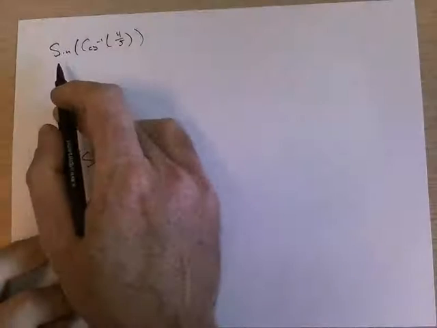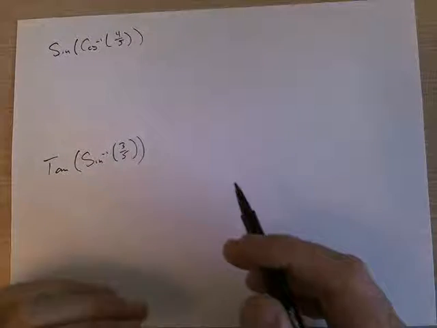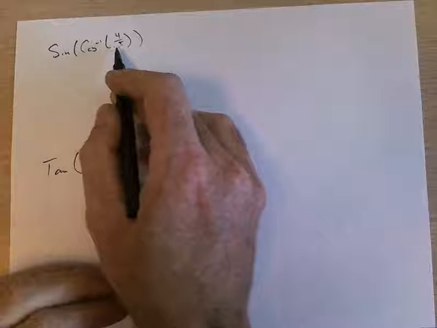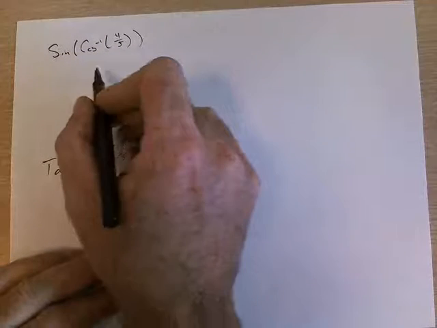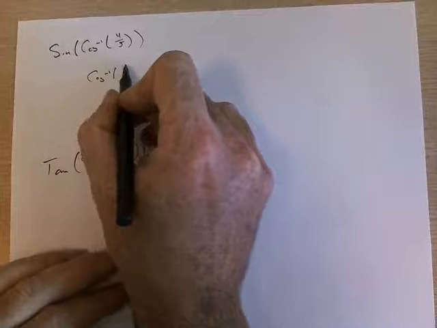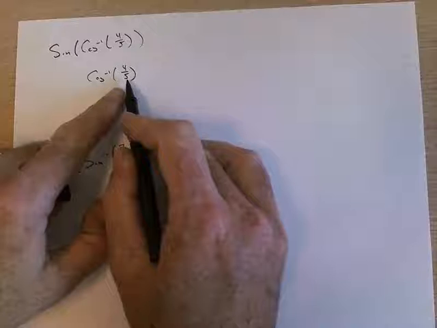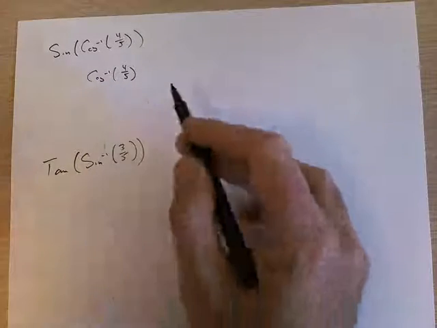Remember, trig functions take inputs that are angles and give you outputs that are ratios of sides. Inverse trig functions do the other thing. They take inputs that are ratios of sides and give you outputs of angles. So when I look at cosine inverse of 4/5, that's the stuff inside here. This is a ratio of sides plugged into an inverse trig function to give you an angle.